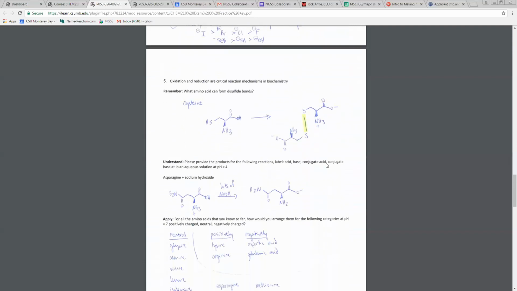So what amino acid can form disulfide bonds? This is going to be cysteine. Notice cysteine is a sulfur compound. What's not shown here are the lone pairs. Those are what are capable of forming this disulfide bond interaction.